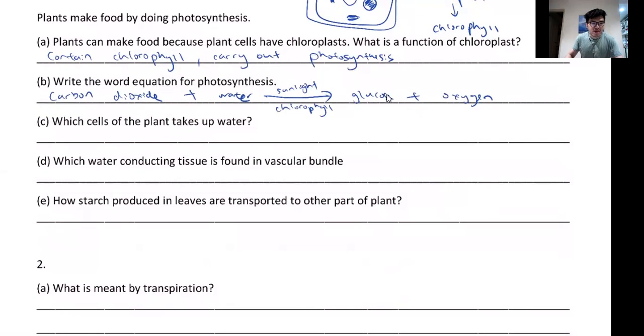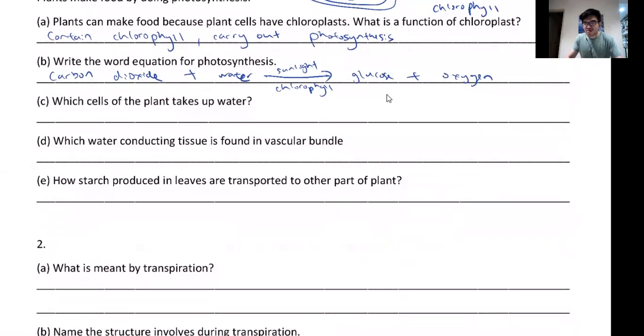So which cells of the plant take up water? Who absorbs water? That would be the root, but what about the cell? What's the name of your root cell? We would call it the root hair cell.